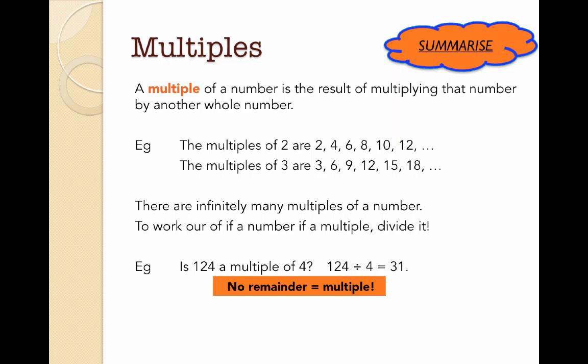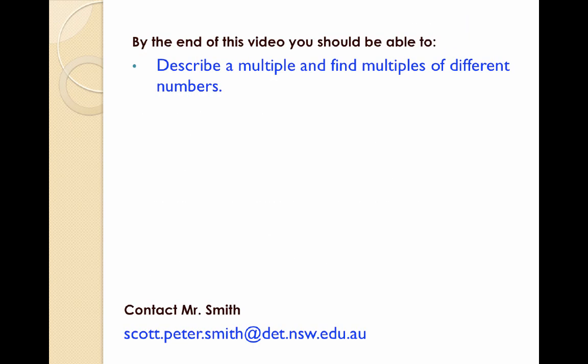I'd also write in colored letters somewhere that if there is no remainder, then it is a multiple. And this is what you should write. Pause the video and get it down. And that's it. Hopefully now you can describe what a multiple is and how to find multiples of different numbers.